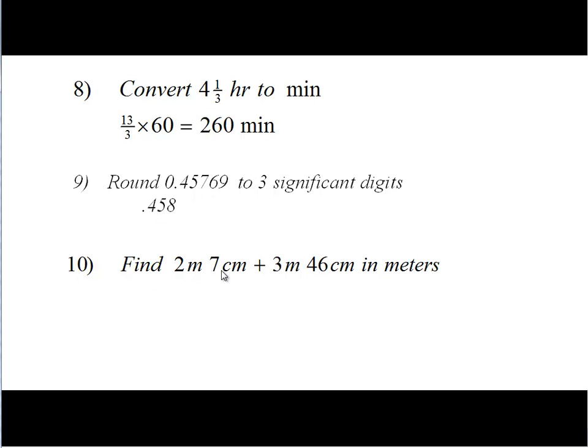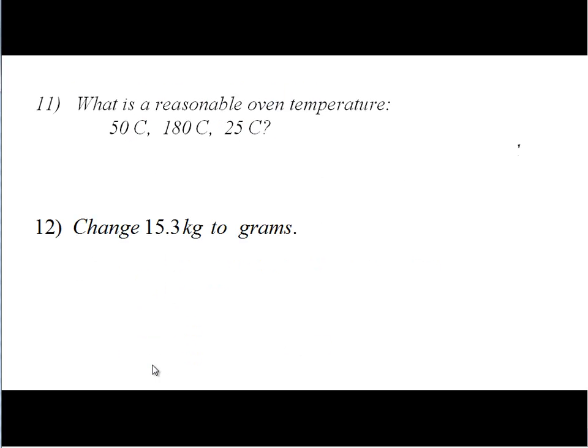Now I have 2 meters 7 centimeters, and 3 meters 46 centimeters. I personally like to line them up vertically. So I would take my 2, 7, and 3, 46. Then you can add going down. 2 plus 3 is 5. 7 and 46 is 53. And then it wants meters. So you have 5 meters. And the nice thing about centimeters and meters is they're just decimals of each other. So it's 5.53, because centimeters are hundredths of a meter.